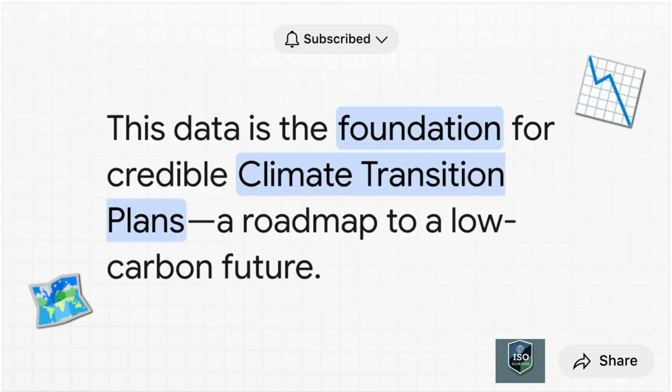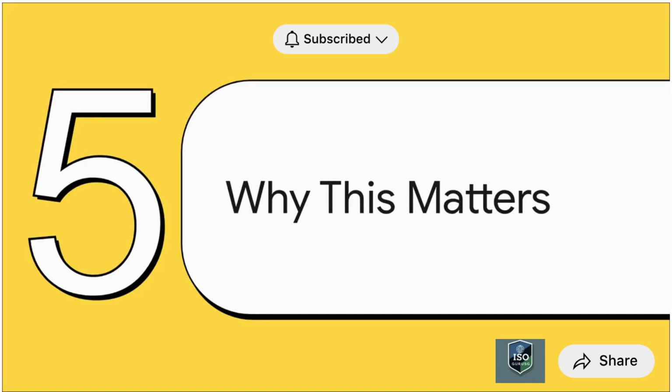And these detailed calculations aren't just for one-off projects. They form the absolute bedrock of a company's whole climate transition plan. That's their roadmap for how they're going to get to a low-carbon future. And in places like Singapore, having one of these credible plans is actually becoming mandatory for big companies. So, let's zoom all the way out.